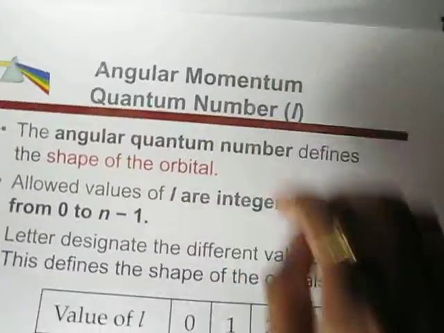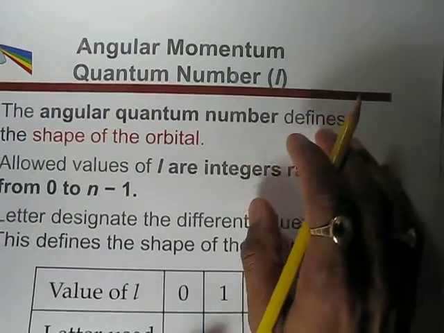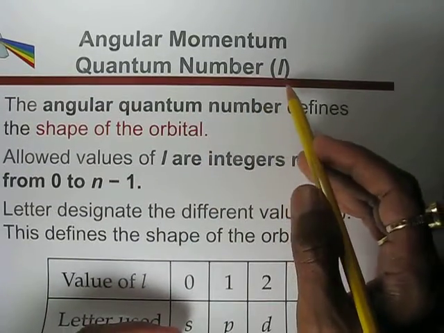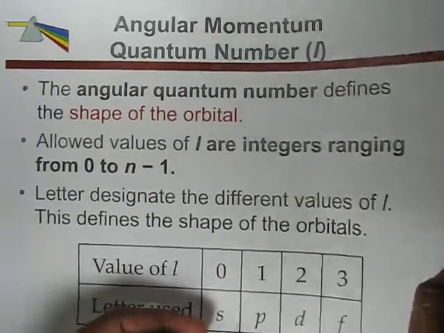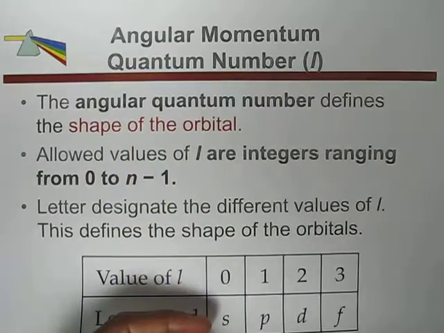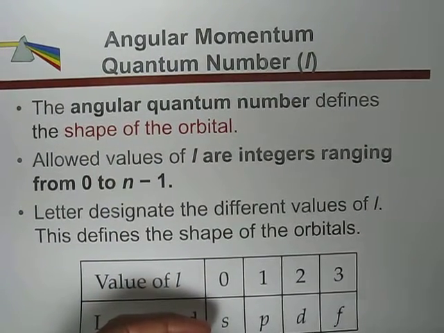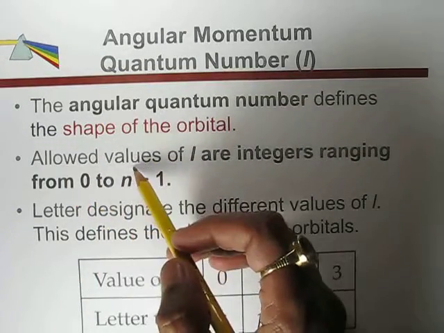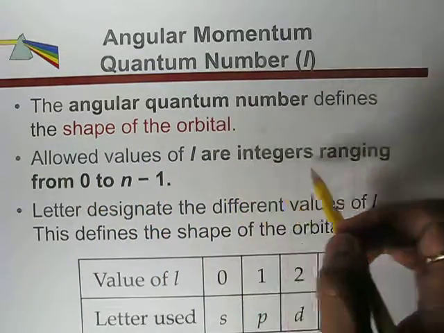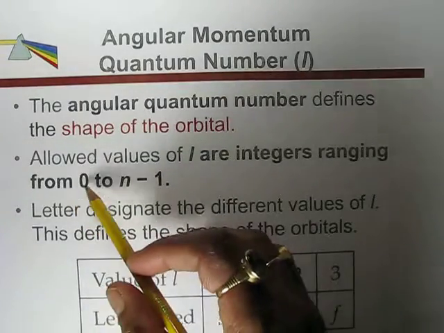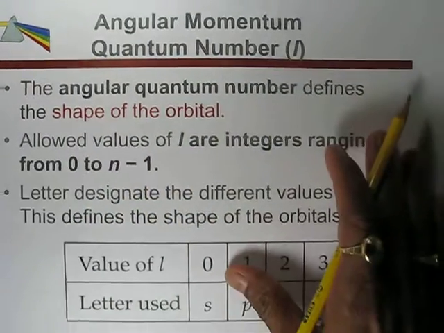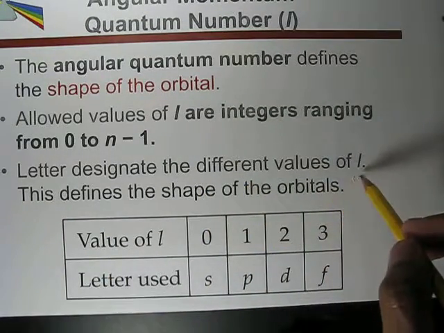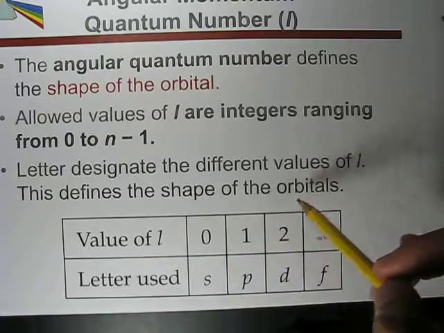The next quantum number is the angular momentum quantum number, which is represented by small l, and what is this? The angular quantum number defines the shape of the orbital. The allowed values for small l are integers ranging from 0 to n minus 1, and later we will see that different values of small l define the shape of the orbital.